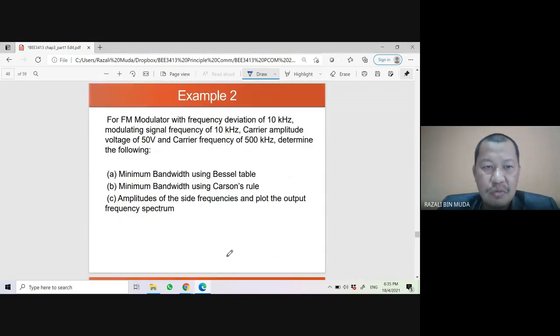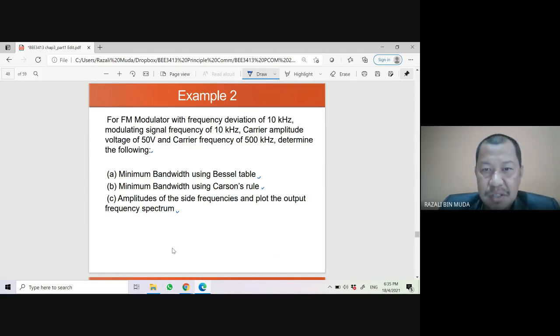Okay, example 2. For an FM modulator with frequency deviation of 10 kHz, modulating signal frequency of 10 kHz, carrier amplitude voltage of 50 volt and carrier frequency of 50 kHz, determine the following. Okay, this is quite a glamorous question for the test or for the final. Make sure you understand this example.